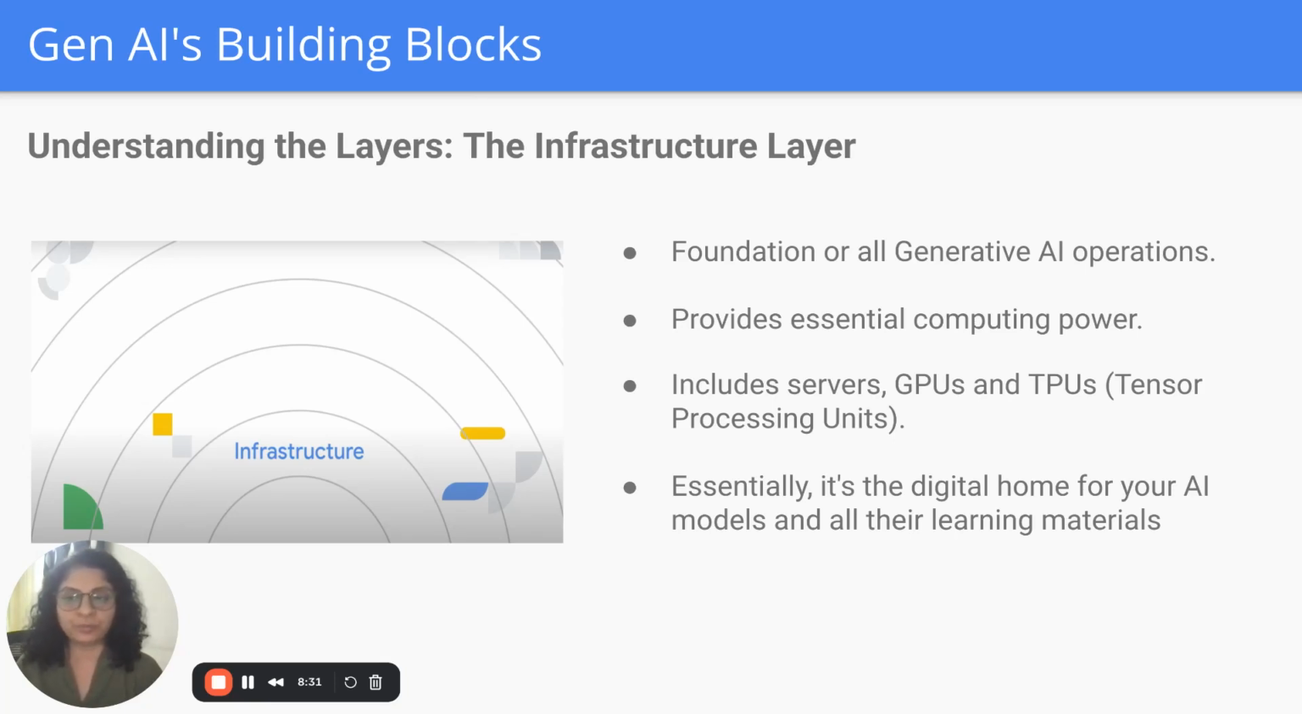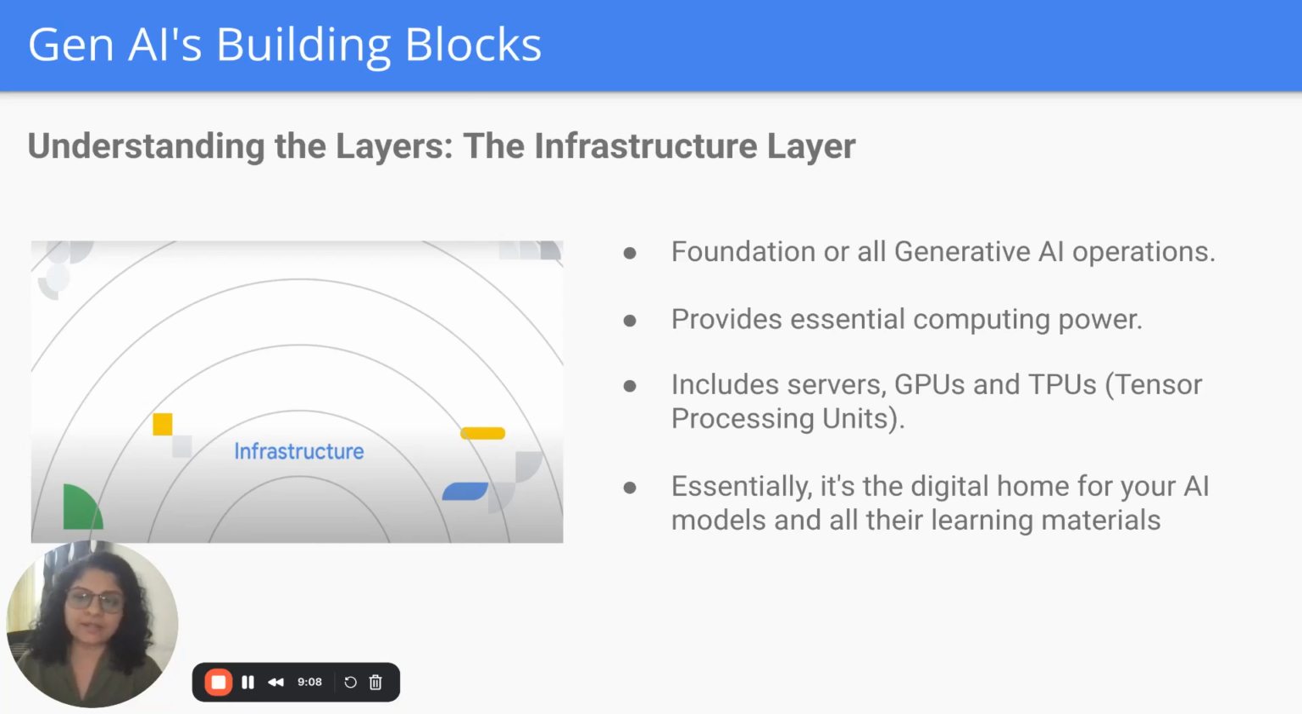These are the computing. This provides essential computing powers like GPUs, TPUs, and the processing units. So essentially, it is a digital home for your AI application model and their learning materials. So consider it as a hardware or the storage or the computing power where you can deploy your actual model into the system. GPUs are the graphical processing units and the TPUs, the tensor processing units.